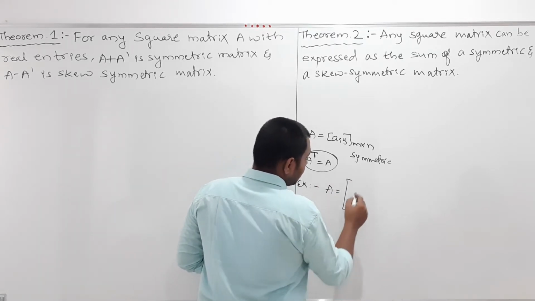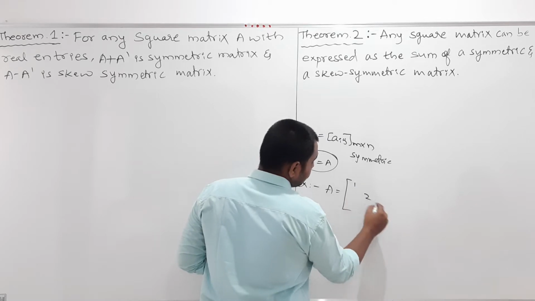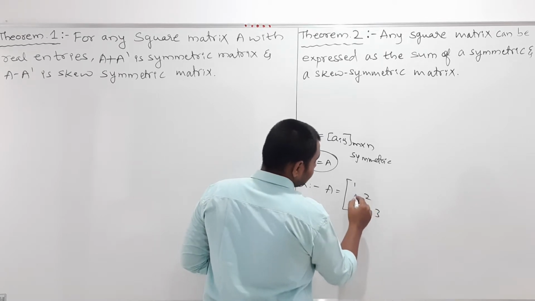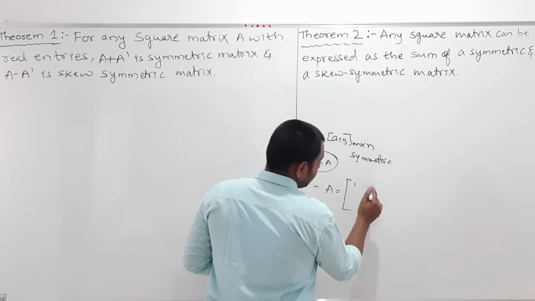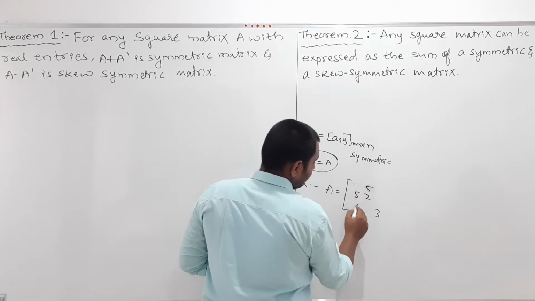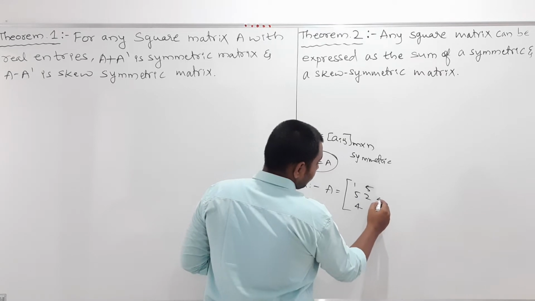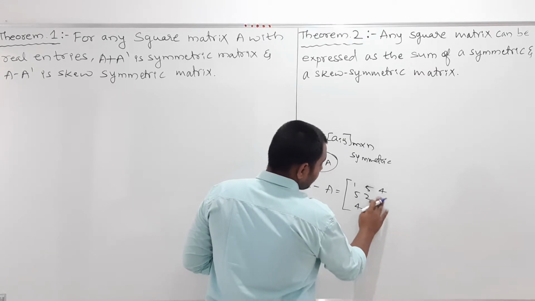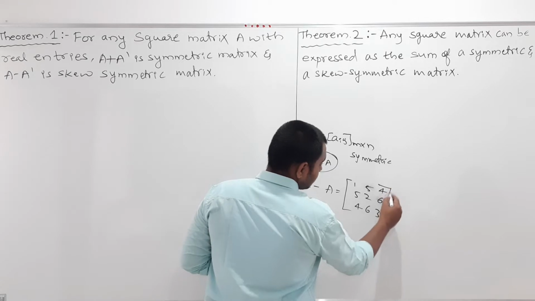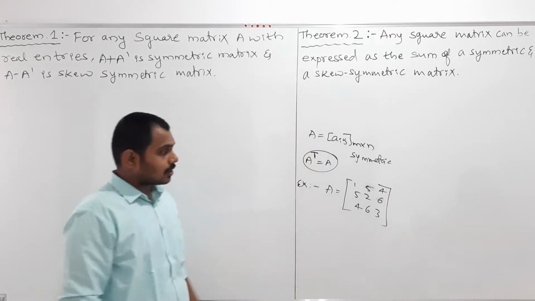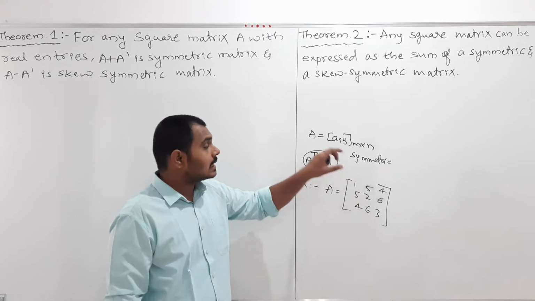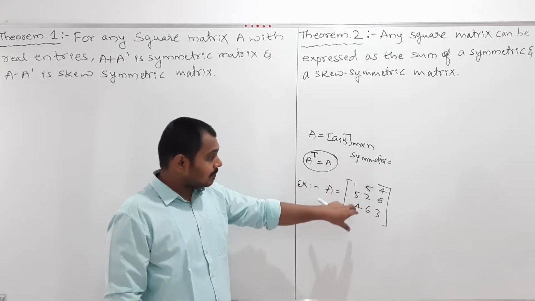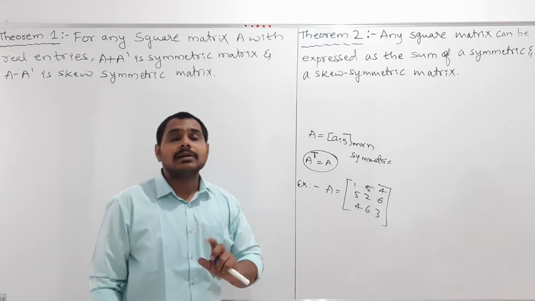I'll take here 1, 2, 3, and here 5, 5, 4, and here 4, 6, 6. So my dear students, you can observe this is the one matrix I took. I am saying this matrix is a symmetric matrix.